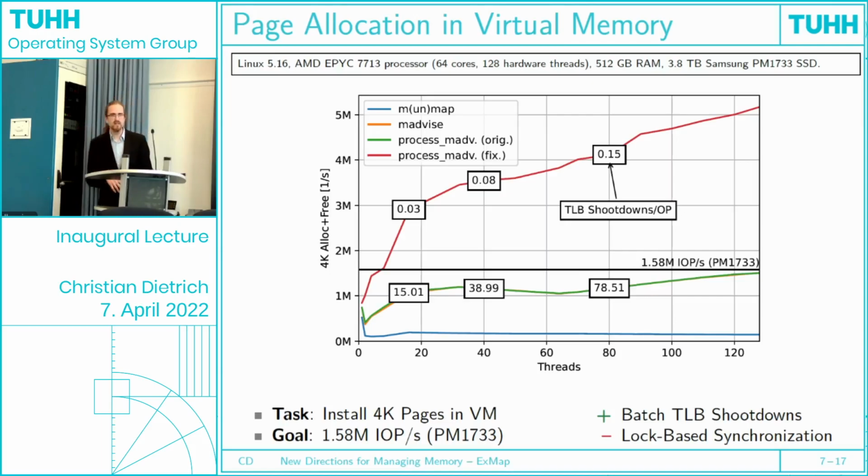So, the basic idea, the first fix that we apply: we want to batch our TLB shootdowns. We do not evict one page at a time, but we always evict 512 pages. And in that case, we are up at this red line. So this looks really, really better.